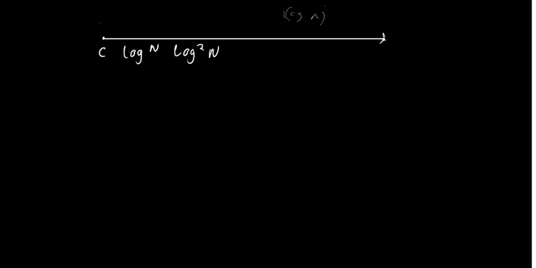Then you have n, which is linear time. Then you have n log n. Then you're going to have n squared, n to the power 3, so these are your quadratic and cubic, and then finally you have your exponentials. These are big. When you're programming, you don't want code that looks like this.